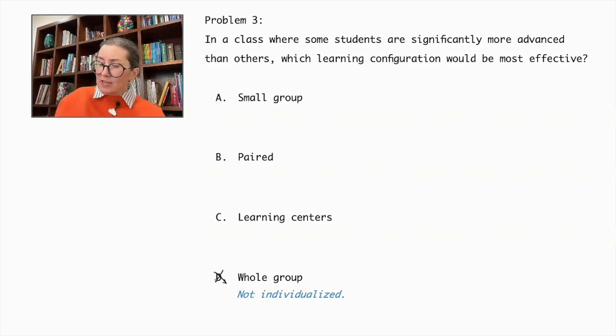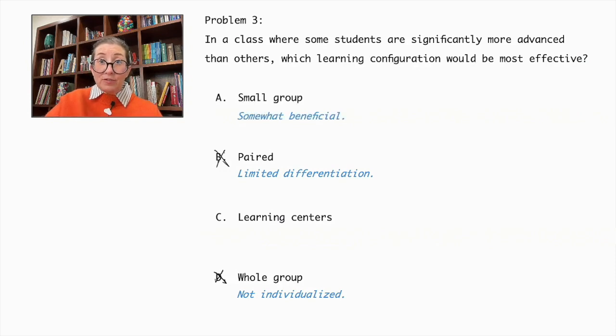So let's cross that out. Paired learning may help, but might not fully cater to the diverse levels of ability amongst all the students. So we can cross that out as well. Small group learning can be beneficial as well, but it still might not provide enough individualized attention and appropriate challenge for the advanced students.